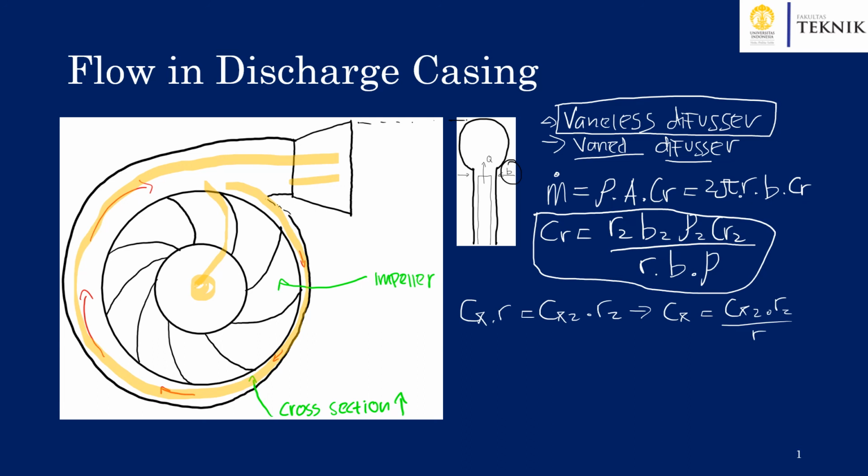And normally in a centrifugal pump, the absolute velocity has a close value to its tangential component, or to Cu, and then we can write down the equation as the absolute velocity equal to Cu2 multiplied by the radius at the outlet divided by the radius.